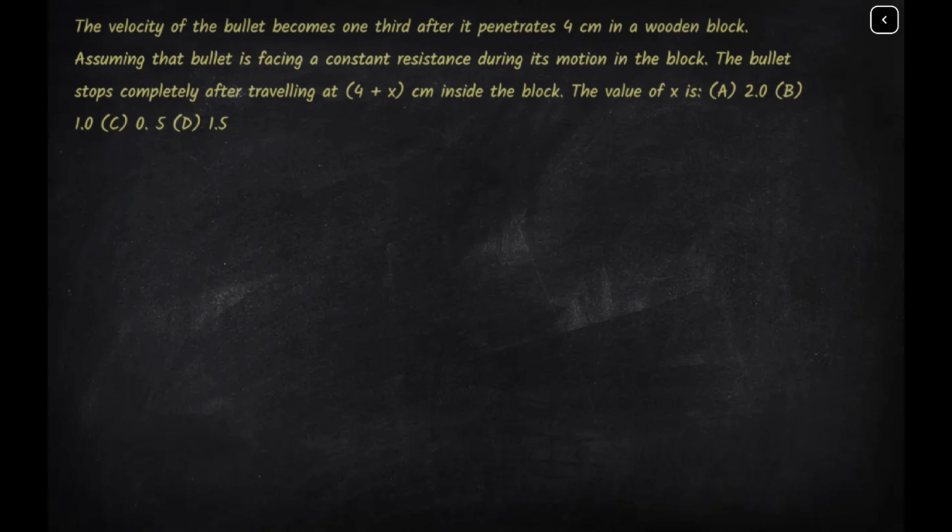The problem first. The velocity of the bullet becomes 1/3 after it penetrates 4 cm in a wooden block. Assuming that the bullet is facing a constant resistance during its motion in the block, the bullet stops completely after traveling 4 plus x cm inside the block. The value of x is, the 4 options are given, so we have to choose the correct option.